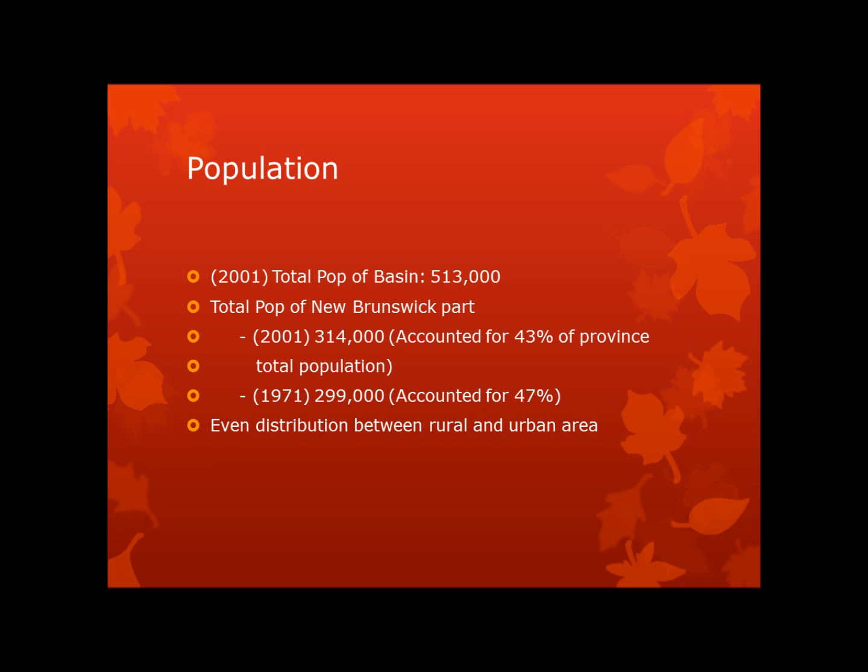The population of the St. John River Basin has changed a lot over the years. In 2001, it accounted for 43% of the total population, but in 1971, it accounted for 47%. This is because at that point in time, the resources were invaluable to the society. There has always been an even distribution between rural and urban areas in that area.